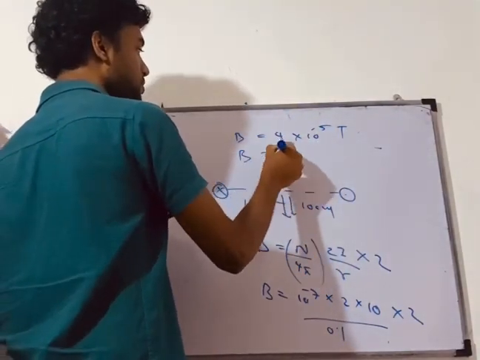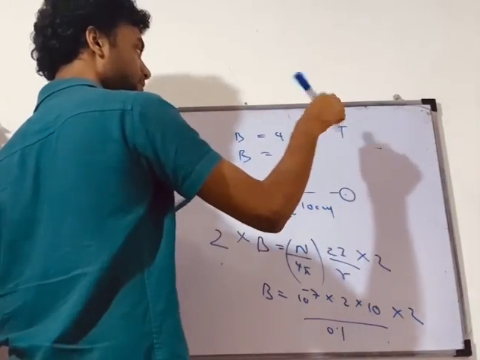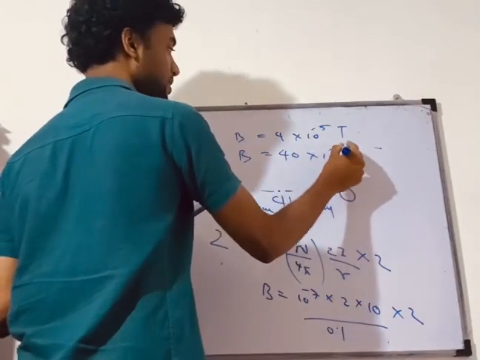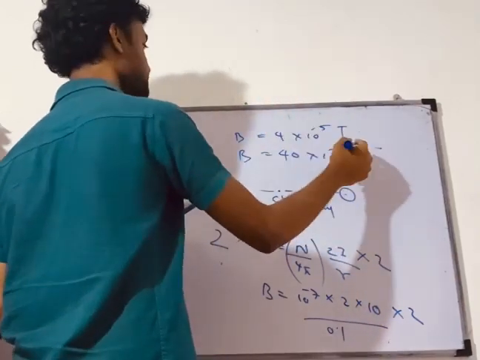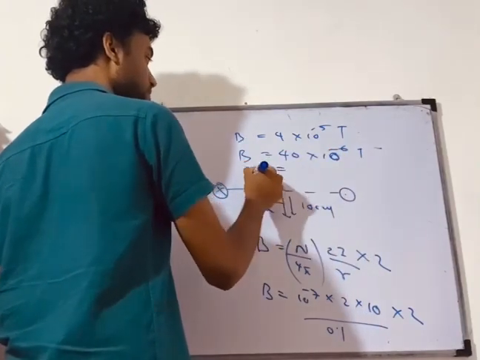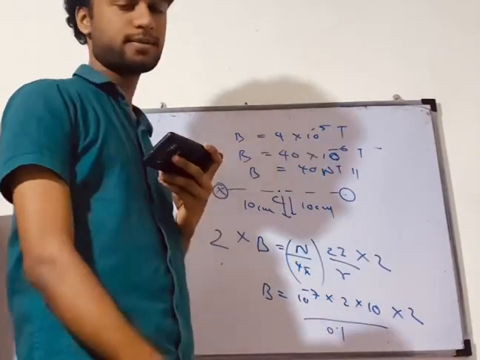I can convert this: 4 times 10 times 10 to the power minus 5 times 10. You know math, right? So I can write 4 times 10 to the power minus 6. So what is 10 to the power minus 6? Micro. So B is equal to 40 microteslas. I hope you understood this.